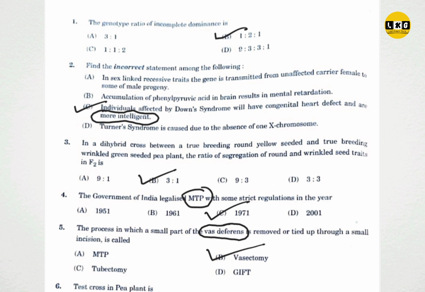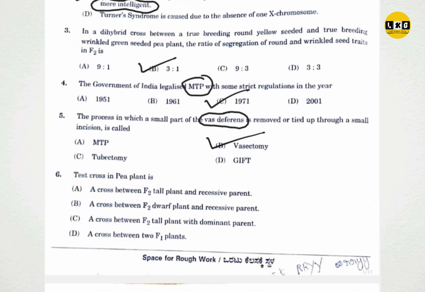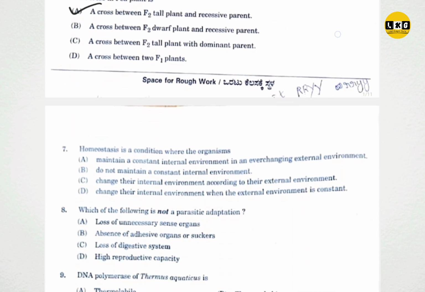So, next, sixth question. Test cross in pea plant is. So, you all know test cross is a cross between the F2 generation with a recessive parent, right? So, it is a cross between F2 tall plant and a recessive parent. Next, seventh one.